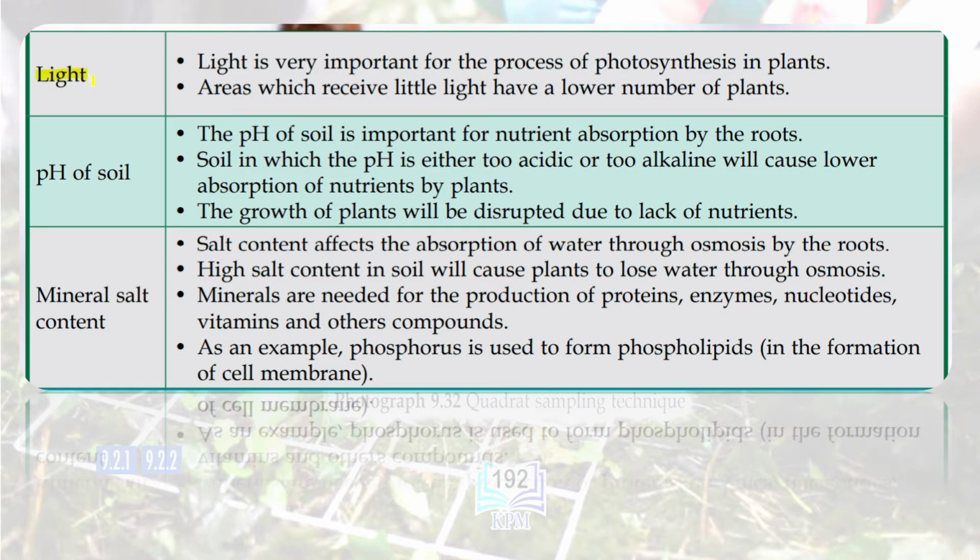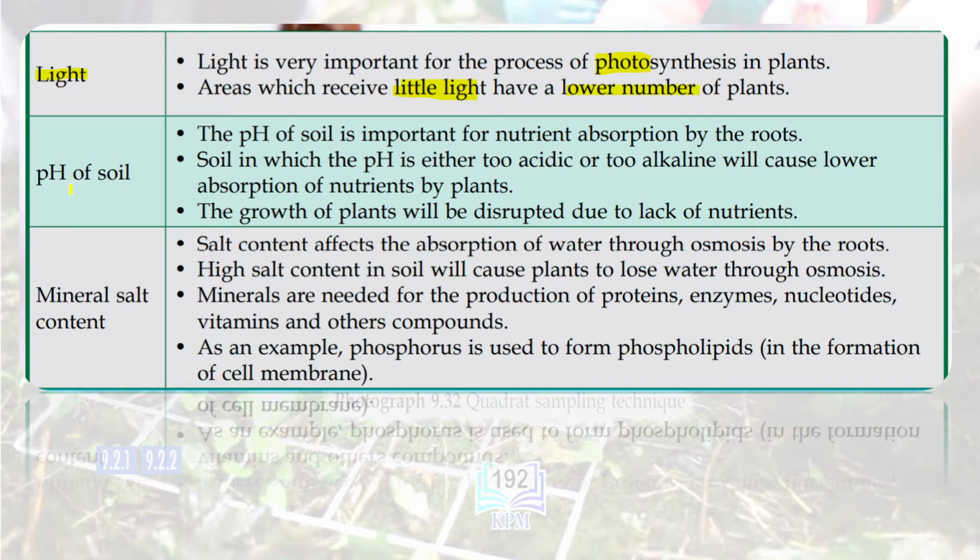Okay, light. Light is also very essential because remember photosynthesis. Photosynthesis dia sudah bagi satu ini peringatan. Foto itu merujuk kepada cahaya. So kalau tidak ada cahaya yang mencukupi, the process of photosynthesis is going to be affected. So areas which receive little light, kurang cahaya, kuranglah tumbuhan.